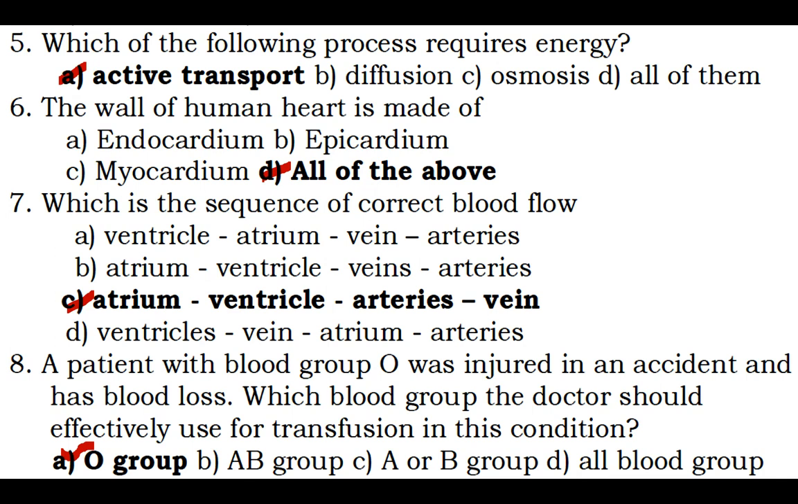Question number 8. A patient with blood group O was injured in an accident and has blood loss. Which blood group should the doctor effectively use for transfusion in this condition? Option A, O group.